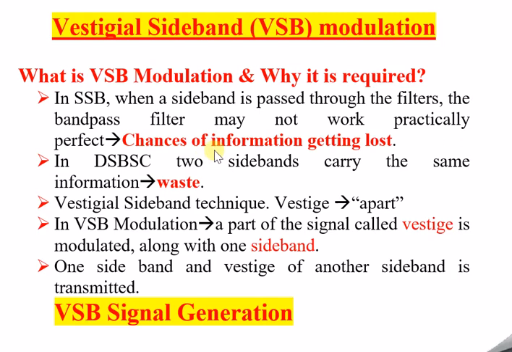So in SSB, there are chances of information getting lost as we are passing only a single sideband. In case of DSB-SC, there is a wastage of information, redundant information which is not required. Two sidebands are not required, only one sideband is sufficient, but in DSB-SC we are passing two sidebands, hence it is a wastage. So in order to compromise between these two challenges, a new type of modulation arrived, which is called VSB modulation.